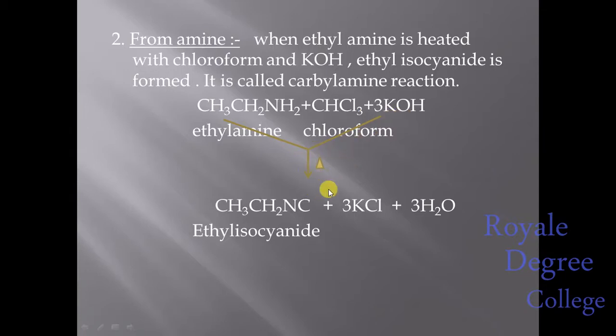Then here in ethylamine, from NH2, the two hydrogen atoms are coming out. In place of those hydrogens, one carbon from the chloroform is going to attach with the nitrogen. So here we are getting CH3, CH2 and NC. NC is isocyanide, so CH3CH2NC is ethyl isocyanide. Then 3 moles of potassium hydroxide reacting with the 3 Cl, and we are getting 3 potassium chloride. Another side product is 3 moles of water.